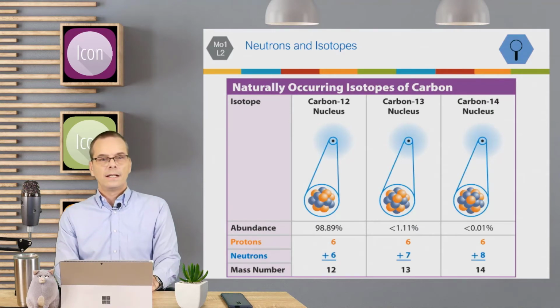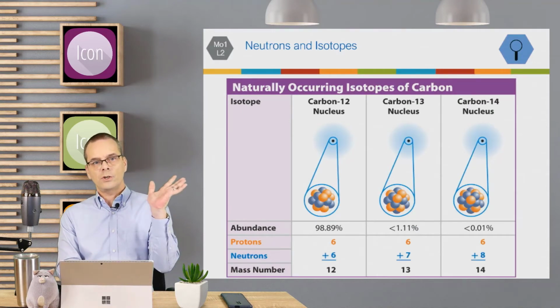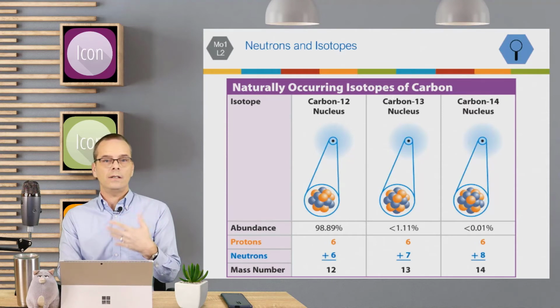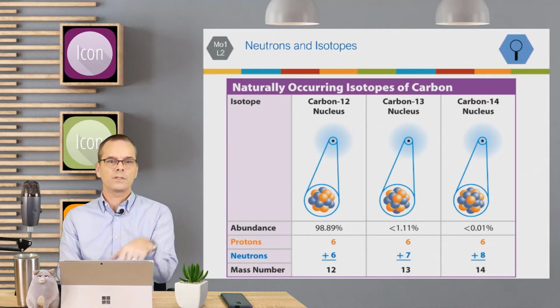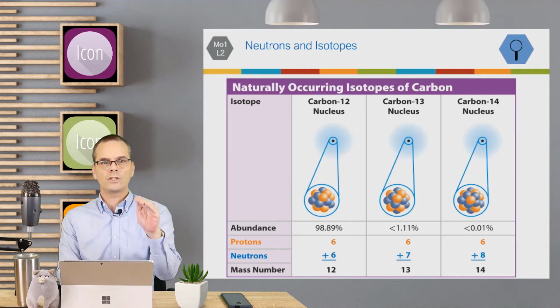So these carbon ones that I was showing you as examples are actually naturally occurring. Carbon-12 is probably the biggest one. But again, just remember what you need to know is isotopes are all about the number of neutrons. So when that number of neutrons changes, it's a different type of isotope. And they name it usually with the mass number, which is the number of protons plus the number of neutrons.